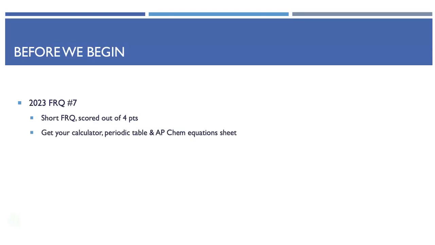In this webcast, we're going through free response question number 7 from the 2023 exam. This is one of the short free response questions. It's scored out of 4 points. And the short free response questions, as you may know, have 2, 3, or 4 parts. Grab your calculator, your periodic table, and your formula sheet so you can follow along with me.